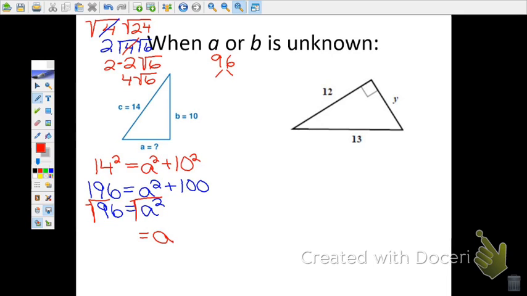If we're going to use a factor tree instead, any two factors of 96. 8 and 12. What can I do to factor 8? 4 and 2. What can I do to factor 4? 2 and 2. What can I do to factor 12? 6 and 2. What can I do to factor 6? 2 and 3.